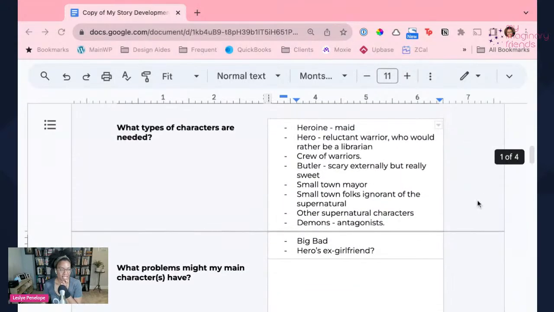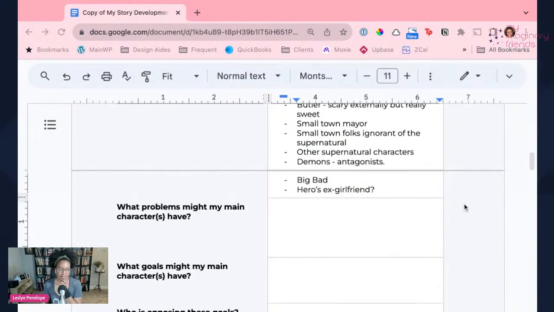So, brainstorming types of characters and problems my main characters will have. I do not know yet at this stage if this is first person, third person, or dual perspective. My default tends to be dual perspective, and I like that in a romance. I don't know that I've done a romance that's single perspective. Maybe a short story, but not a full-length novel.